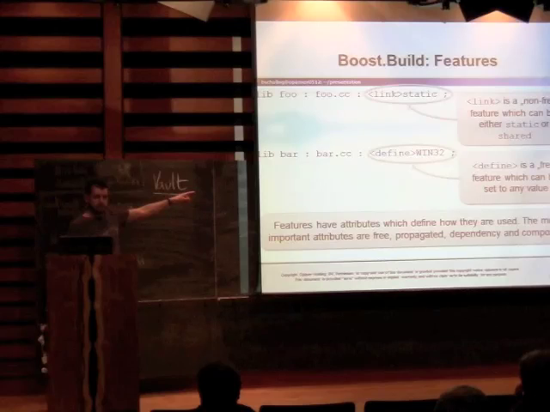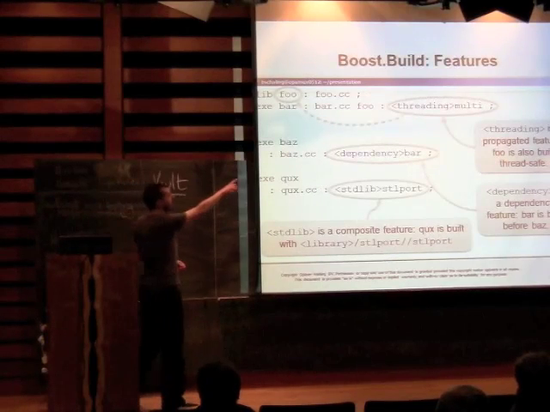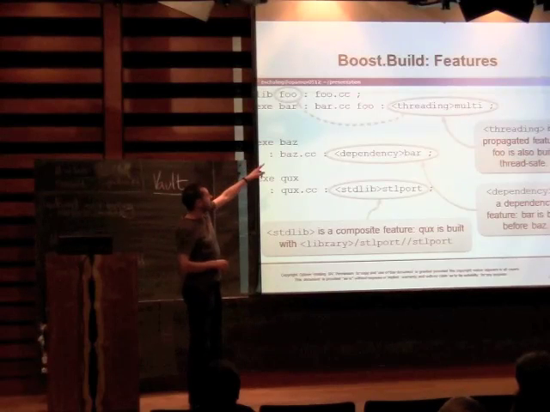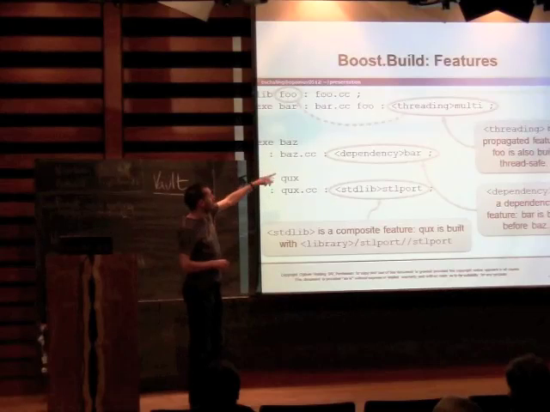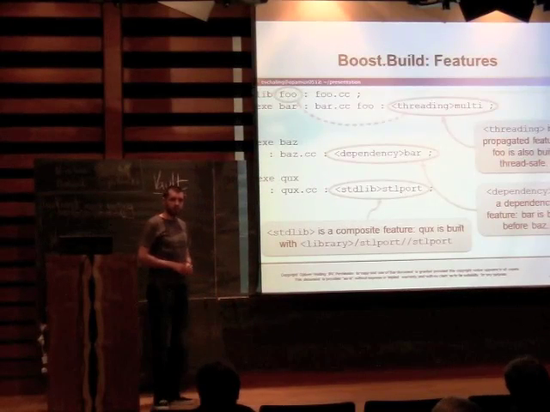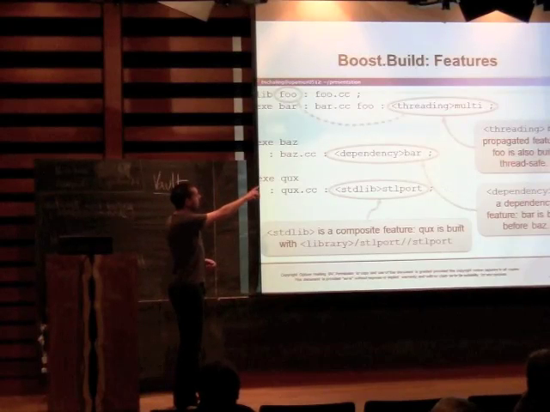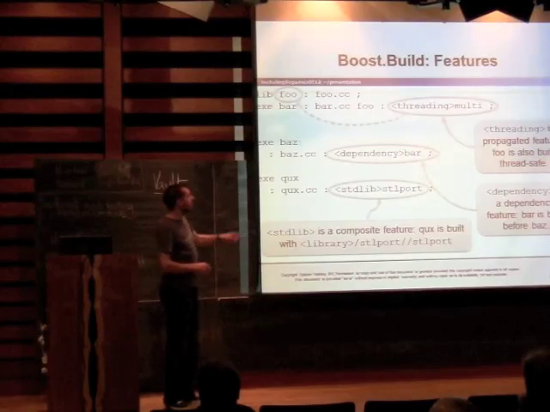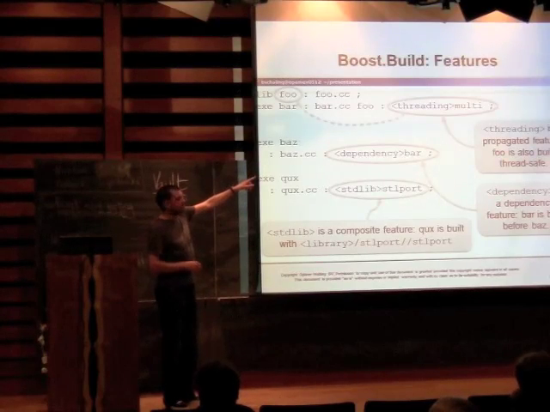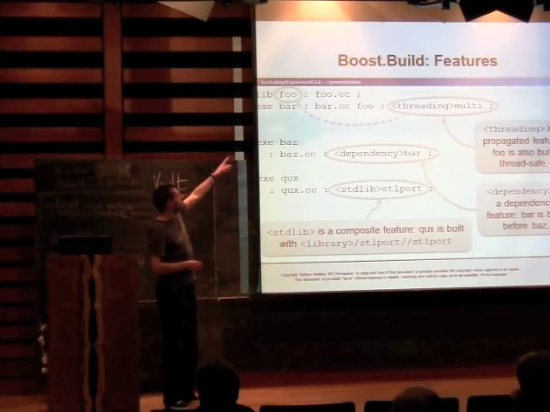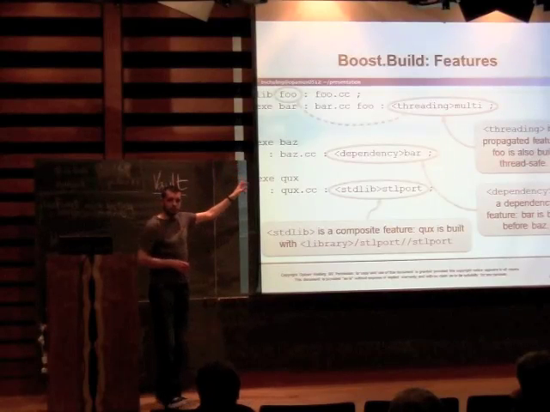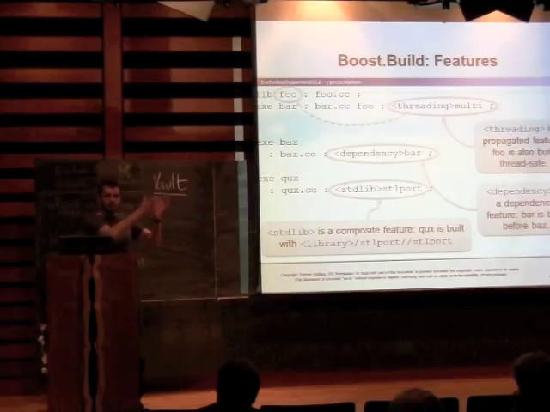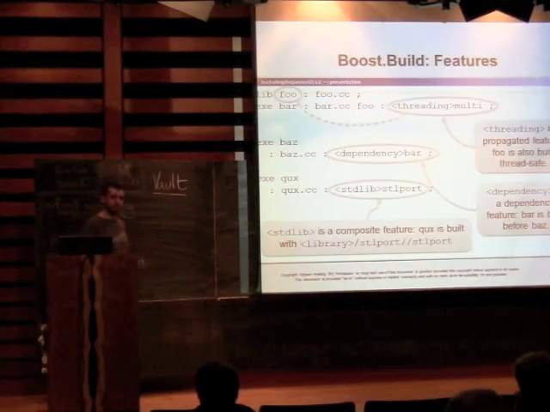Non-free and free is easy to understand. Just have a quick look at the other ones. Threading is a so-called propagating feature. In this case, I say I want to build an executable bar. It depends on my source code bar.cc. It depends on a library foo. And I want to build a thread-safe version of my executable. Now, if my executable should be thread-safe, obviously my library should be thread-safe too. I don't want to link my executable to a non-thread-safe library. And if I use threading multi here with the exe, fortunately threading multi is automatically propagated to foo. So Boost Build makes sure that my executable is linked against a thread-safe version of the library. I don't need to set threading multi everywhere myself. That's what propagating means here.